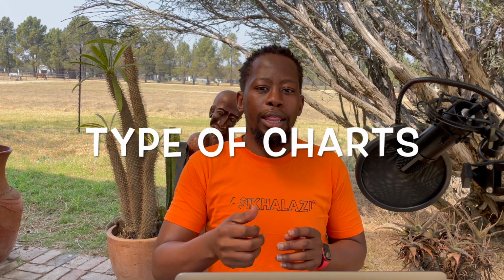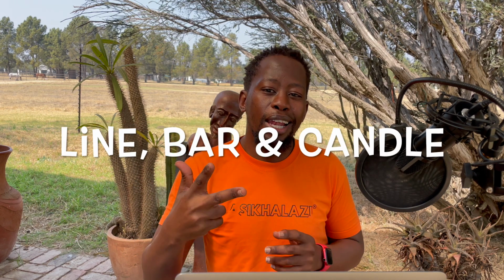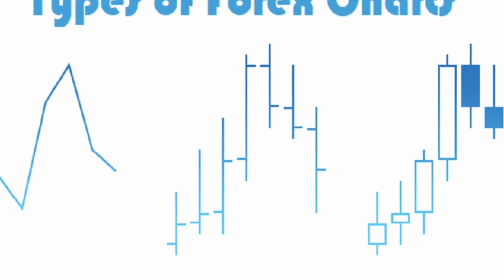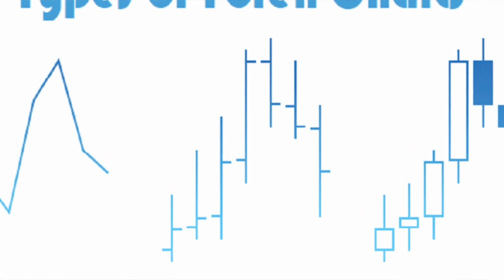There are 3 different types of charts. There is a line chart, there is a bar chart, and there is a candle chart. And let me tell you, the famous one is the candle chart. It doesn't mean that some traders don't use a line chart or a bar chart. Some people use a certain chart for a certain currency or a certain market or a certain asset class. It is up to them.